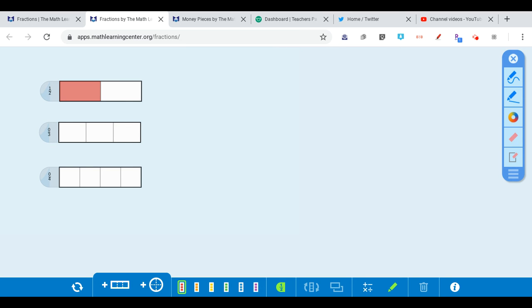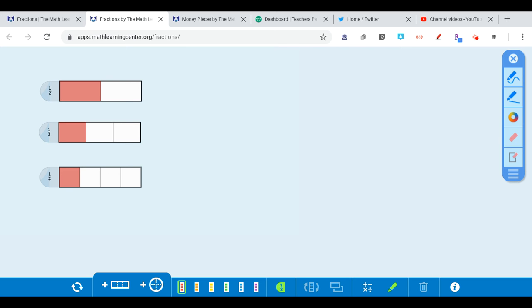That's represented as 1/2. If I'm talking about thirds, I have 3 pieces, and as you can see, 3 is the denominator, the number on the bottom. And if I have 1 of those colored in, it's 1/3. And the same thing with fourths. If I have 4 equal pieces, that means the denominator on the bottom is 4. And if I have 1 of those, I have that 1/4.